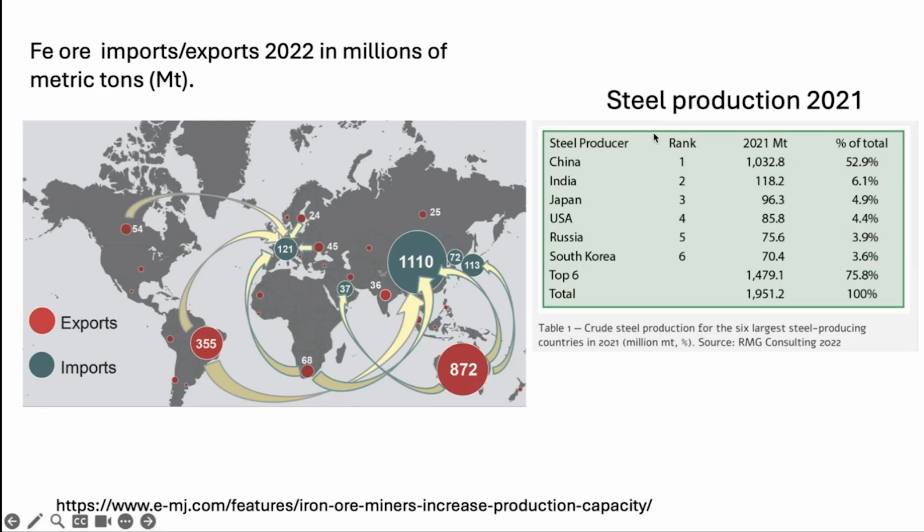So steel production in 2021: China produces over half of the steel, and then everybody else. India produces number 2, but basically a tenth of what China produces, as do Japan, the United States, Russia, and South Korea. So it's an abundant metal, but there's a lopsidedness that is also kind of a geopolitical consideration.